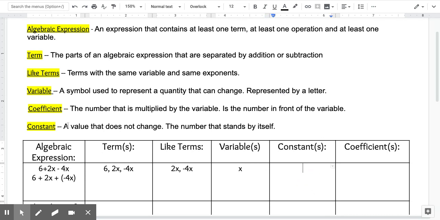What is my constant? Constant is a new vocabulary word, it is the value that does not change, the number that stands by itself. So if I look at this expression, the number that is on its own is 6. So that's why my constant is 6.